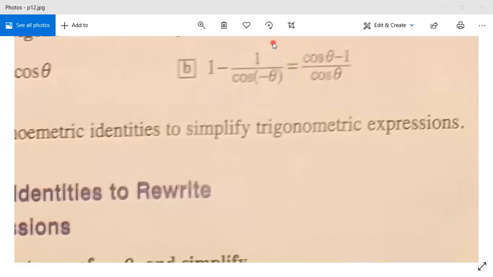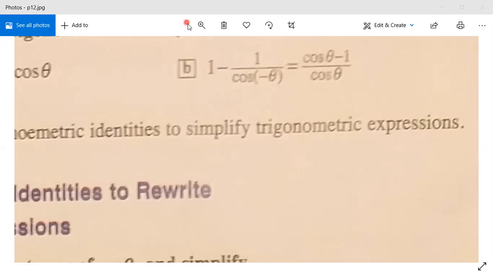Okay, then let me solve it. Listen, just listen to me. I have to prove this side is equal to this side. I can start with this side. This side is left. I will start with this one.